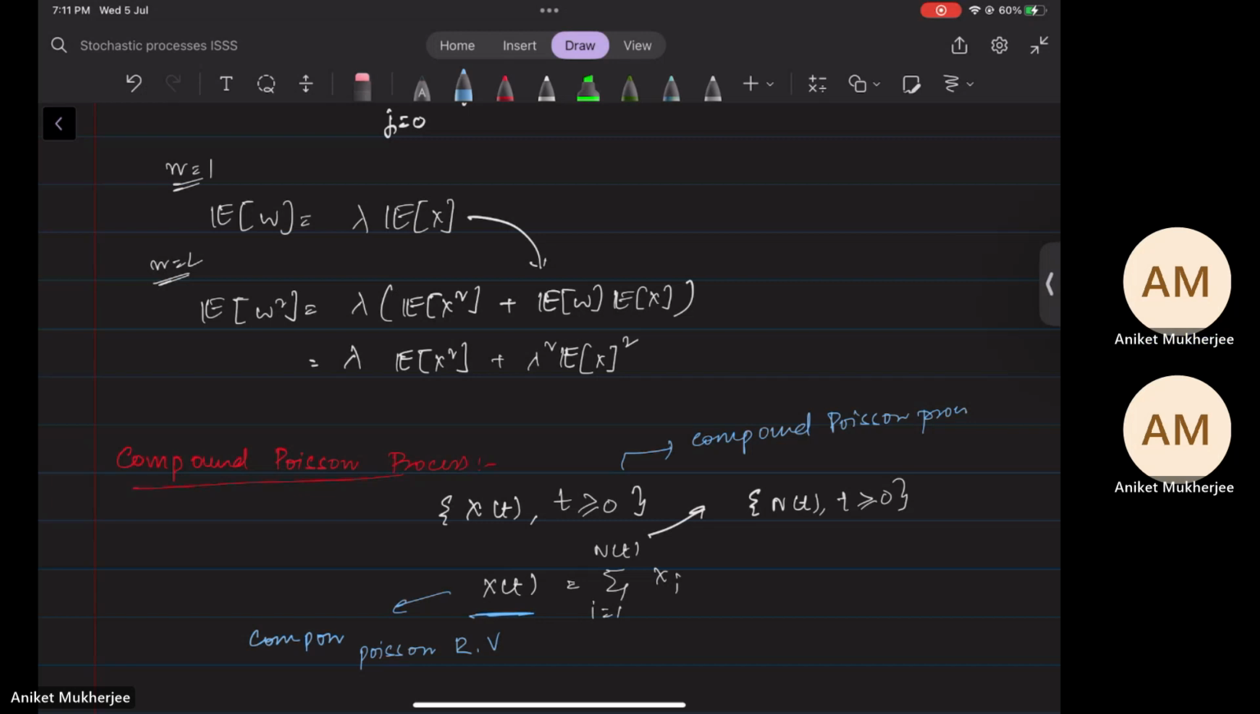So we'll stop the class here today. Next class, we'll do some example problems on Poisson process and we'll also start Markov chains. Thank you.